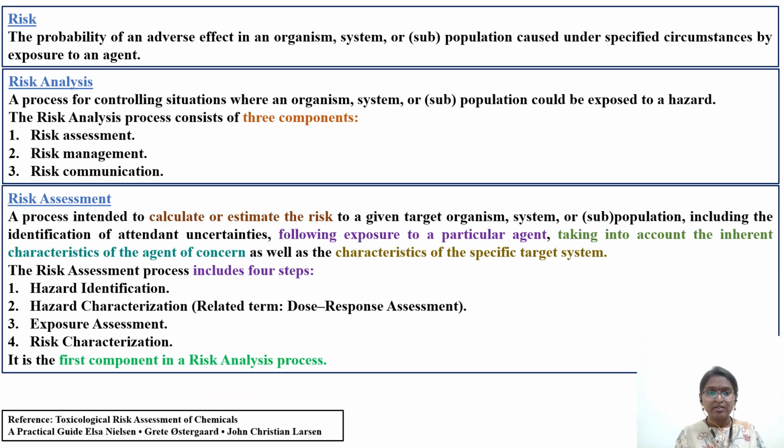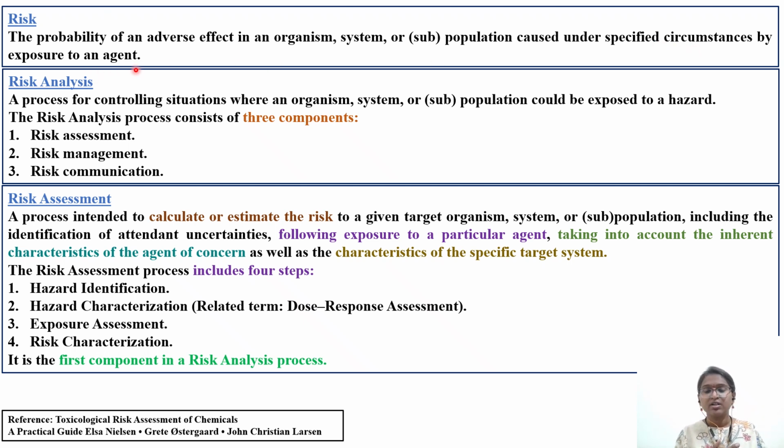This is the book I was suggesting to you, which is mentioned in the ABT brochure also, Toxicology Risk Assessment of Chemicals. I have pulled out some of the important key terms with respect to risk assessment, which will better help us in understanding the concept of risk. So first we will see the definition of risk. This textbook is there in the ABT brochure in the syllabus, so you have to read one textbook with respect to risk assessment. Coming to risk: probability of an adverse event in an organism, system, or subpopulation caused under specified circumstances by an exposure to an agent.